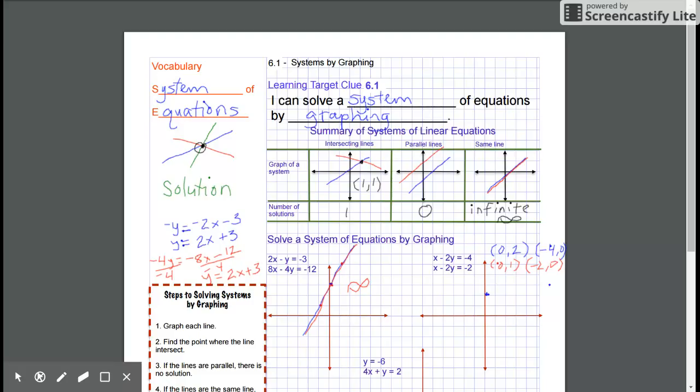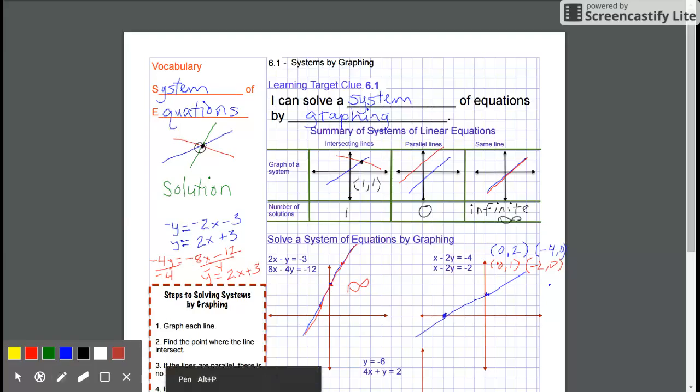And then my second point, which would be my x-intercept, I made y be 0 this time, so I put 0 in for y, and I got x equals negative 4. So my second point is (negative 4, 0). 1, 2, 3, 4. So negative 4, 0. And then I can connect my 2 points, and there's my first line.